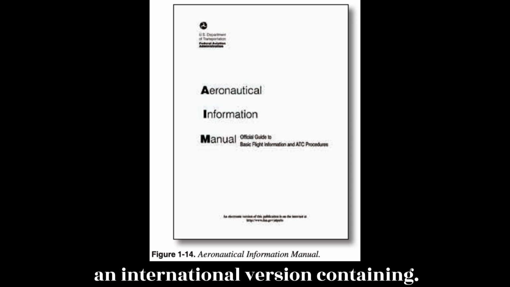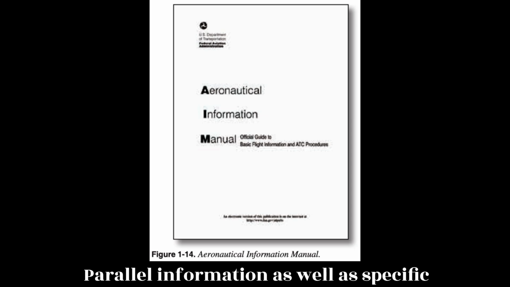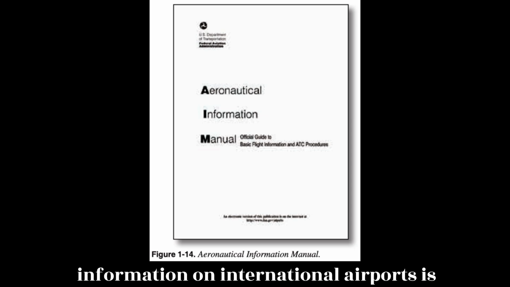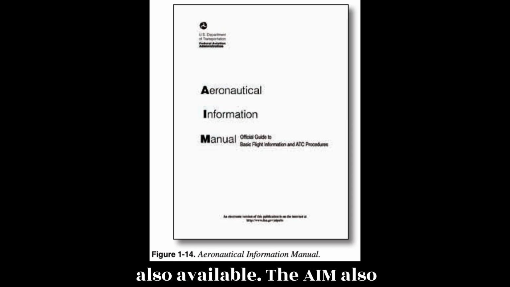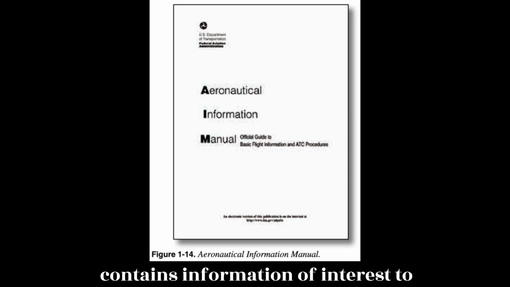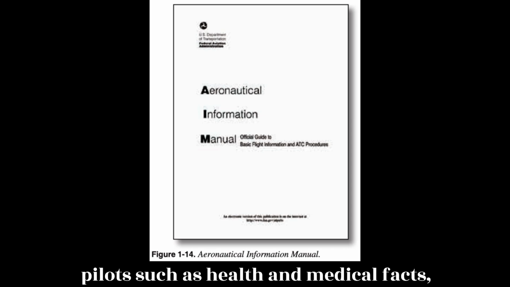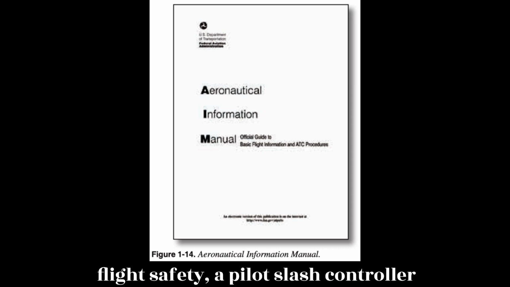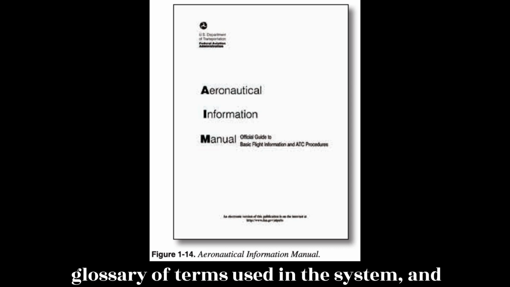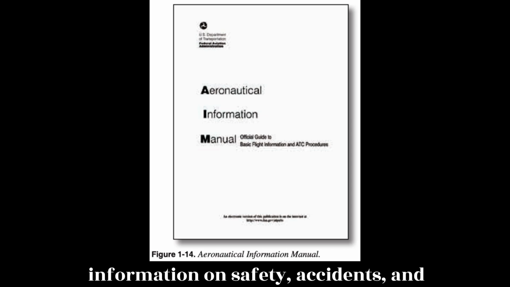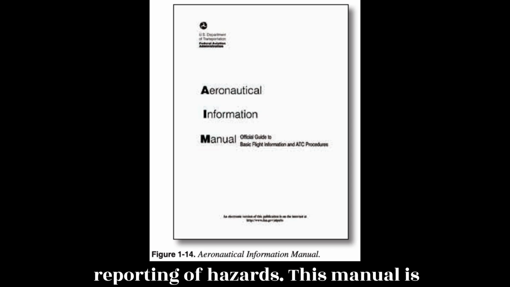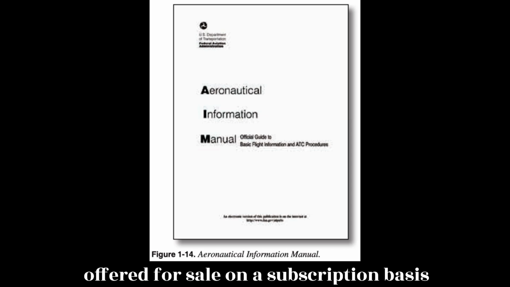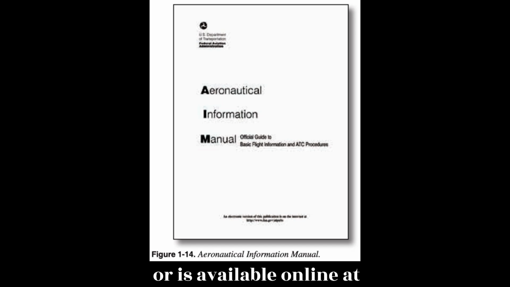An international version, containing parallel information as well as specific information on international airports, is also available. The AIM also contains information of interest to pilots, such as health and medical facts, flight safety, a pilot/controller glossary of terms used in the system, and information on safety, accidents, and reporting of hazards. This manual is offered for sale on a subscription basis or is available online at http://bookstore.gpo.gov.